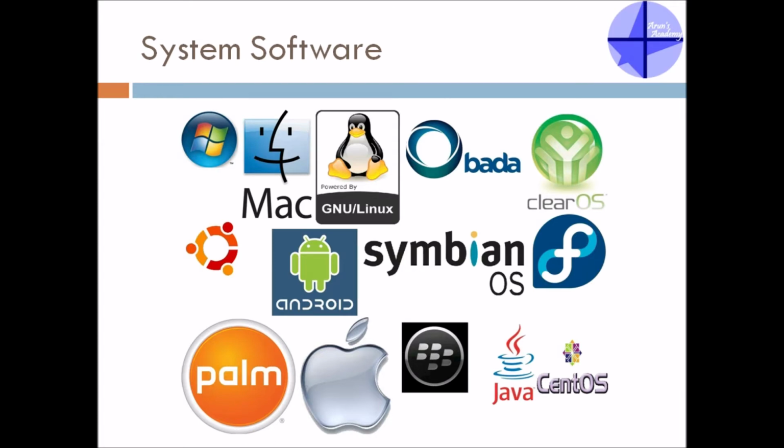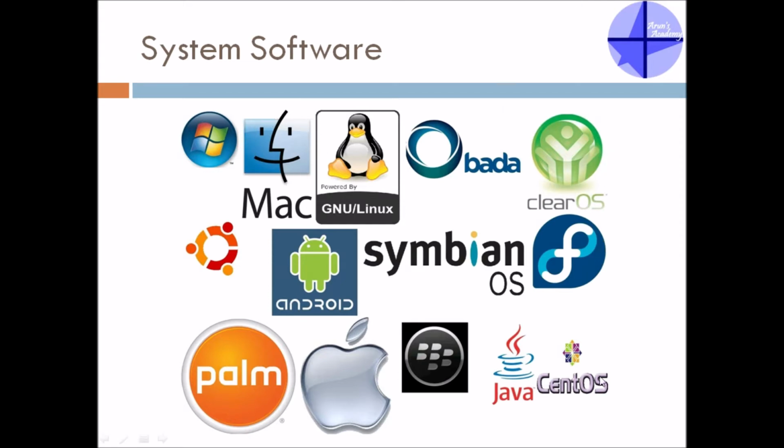Some more examples. If you are using an Apple phone, there are many hardware components in it. There is a system software, which is the operating system of the Apple phone, right? So the operating system is called the system software. Android phones have Android as the operating system, which is a system software. An Apple laptop will have Mac as the operating system.